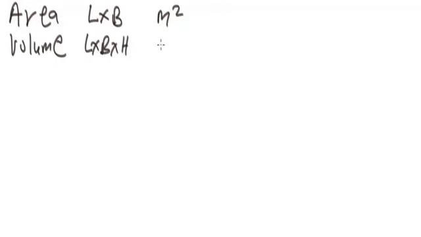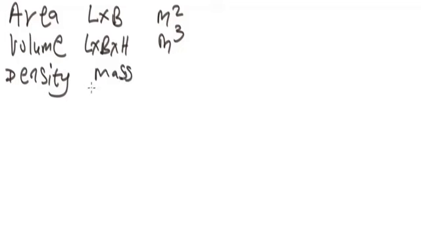Its unit is meter square. We also have volume. Volume is calculated using length times breadth times height, and its unit is meter cube. We also have density. Density is calculated using mass over volume. So the unit of density is kilogram per meter cube.